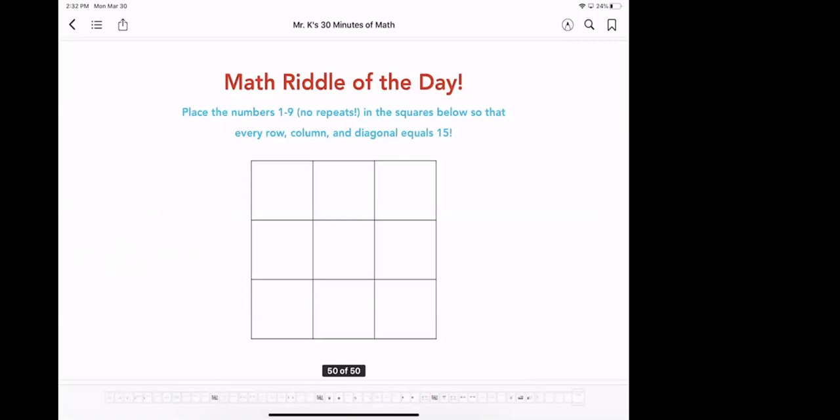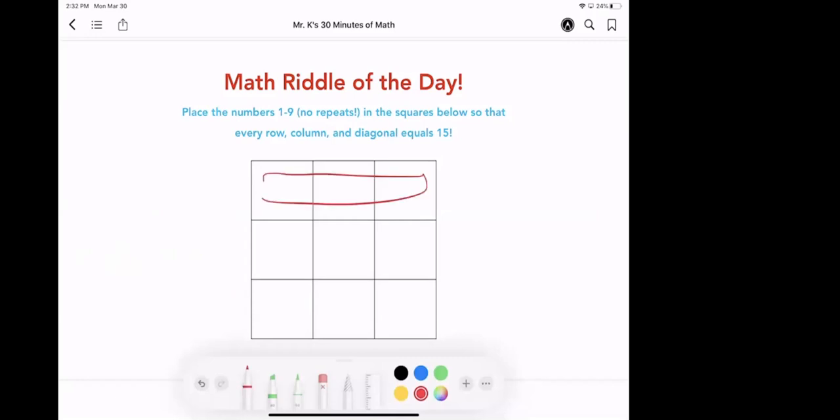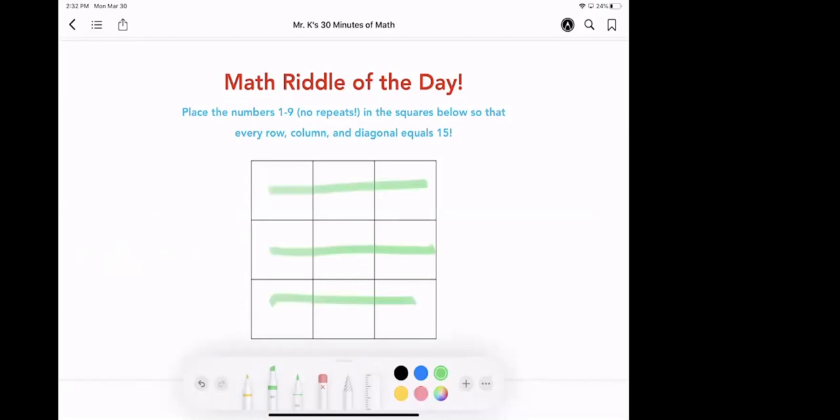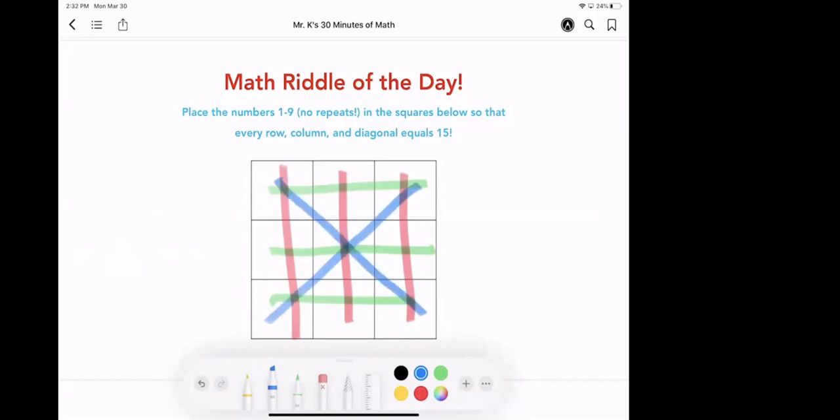Here's what you got to do. Place the numbers 1 through 9, and you can't repeat any numbers, in the squares below so that every row, this is a row right here, or let me use our shading tool. That's a row, that's a row, that's a row. And every column, that's a column, that's a column, and that's a column. And the diagonals, these 3 and those 3. All of those have to add up to exactly 15. All right, I hope you enjoy working on that riddle.